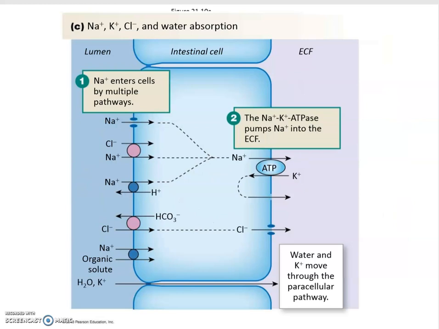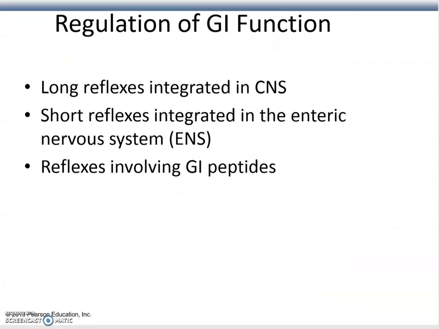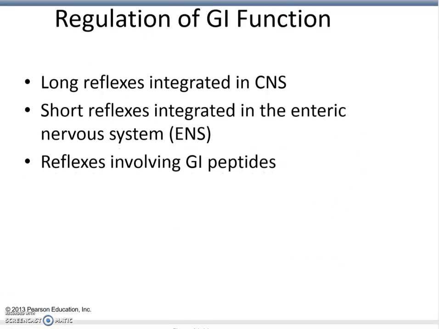Here's an image showing you the sodium, potassium, chloride, and water absorption from the lumen of the gastrointestinal tract to the extracellular fluid compartment. And you don't need to know the details of these different pumps and pathways. It's not really necessary. So just take a look at how all of these items are being transported across epithelium. So, transepithelial transport.